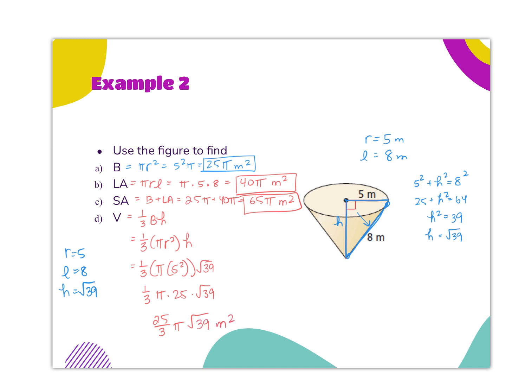Now at this point, I would probably just use my calculator and come up with a better number. I don't like having the pi and the radical and all that. When I do all the math, I end up getting 163.5 meters squared. Or cubed, actually, because it's a volume. Surface area is all squared, and volume is cubed. I basically did 1/3 times pi times 25 times the square root of 39, and I got that answer. So it's 163.5.